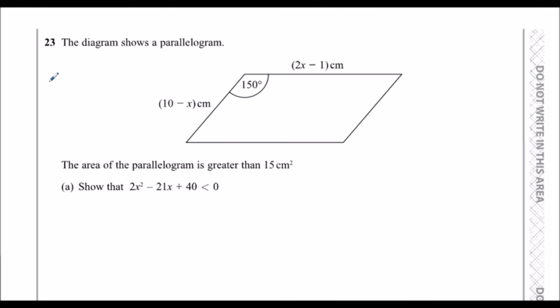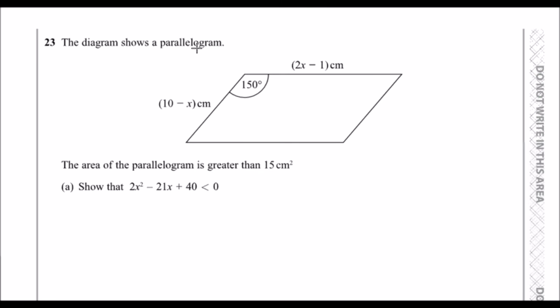Question 23. The diagram shows a parallelogram and we've got some measurements, some algebra on our diagram. The area of the parallelogram is greater than 15 centimeters squared. Show that, get to this, so 2x squared minus 21x plus 40 is less than 0.